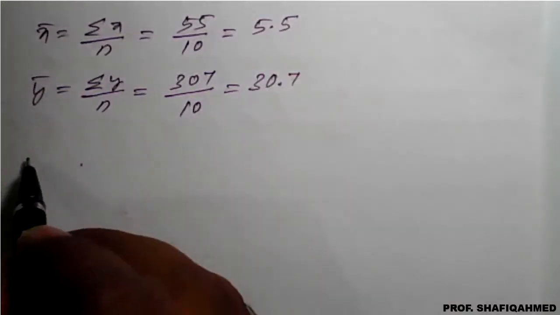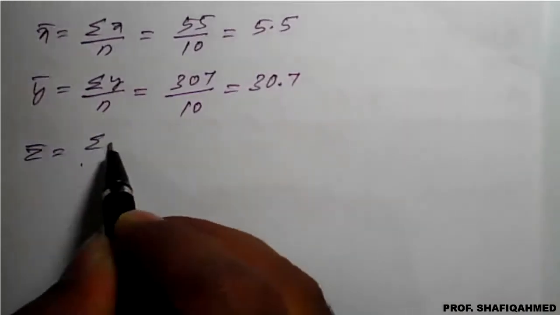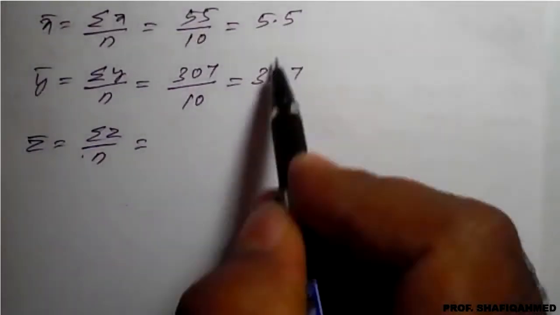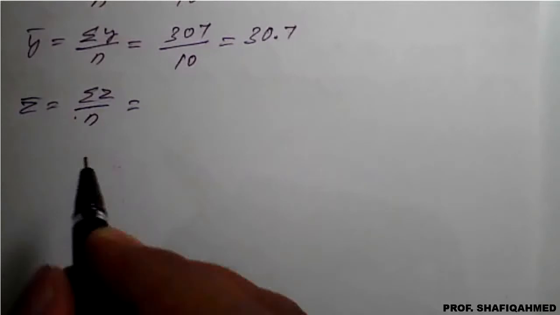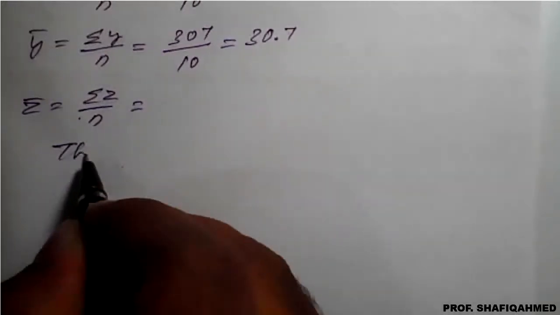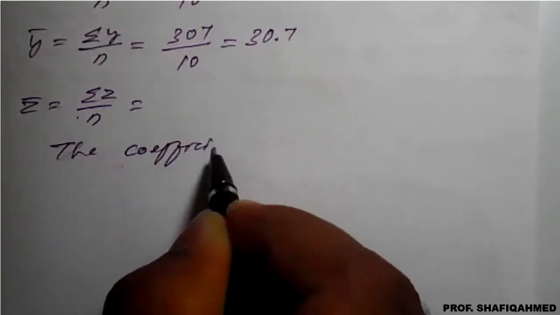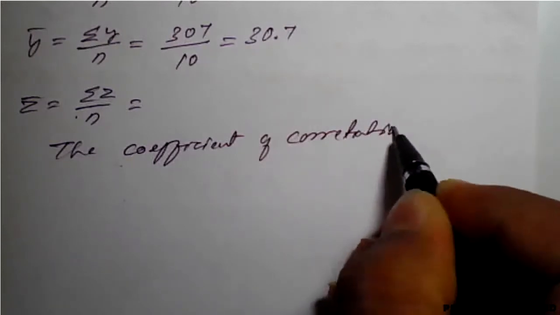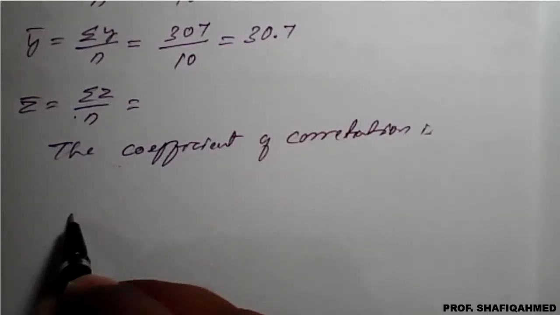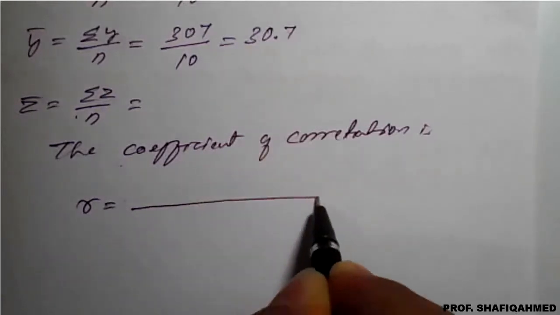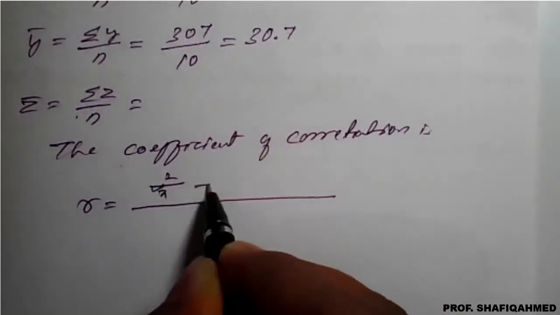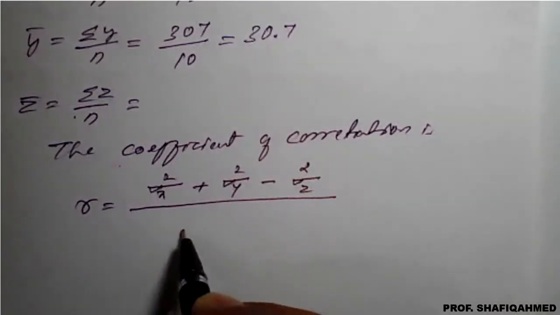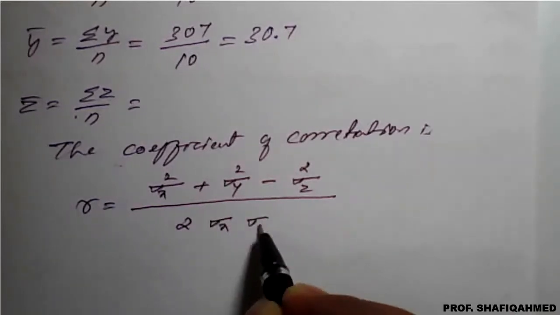Both are in decimal, so we need z bar also, that is summation of z divided by n. Because x bar and y bar are in decimal, the coefficient of correlation r is equal to standard deviation of x square plus standard deviation of y square minus standard deviation of z square, divided by 2 times standard deviation of x times standard deviation of y.